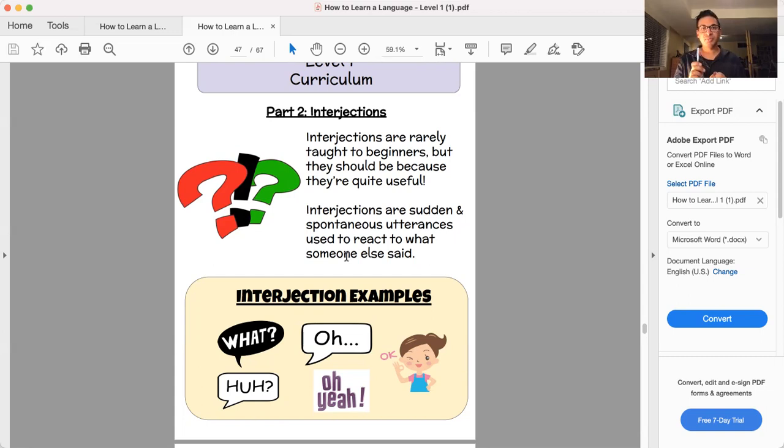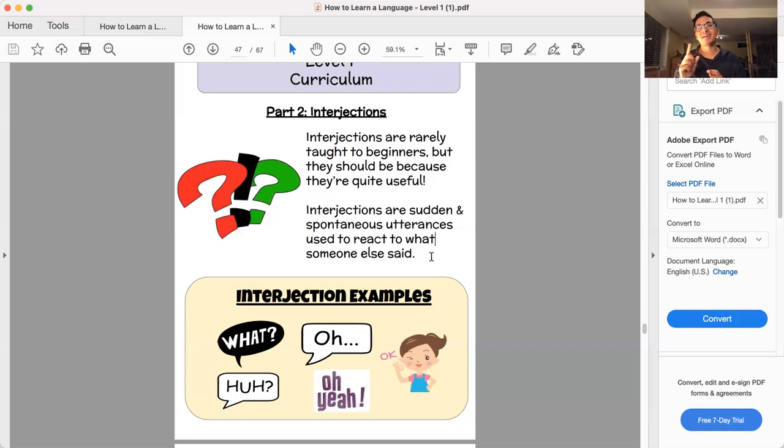Interjections are sudden and spontaneous utterances used to react to what someone else said. So if I tell you, for example, hey, what's the square root of 999 million? You might go, ooh, I don't know, man. Those are interjections. They're just random sounds that come out of your mouth, or maybe little words here and there, that just come out without you even realizing it.